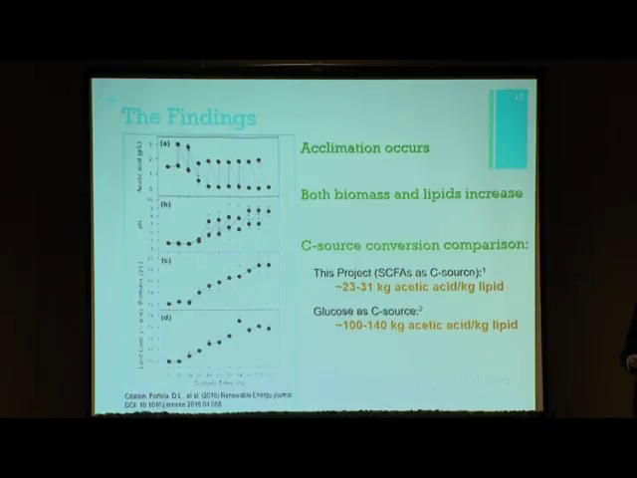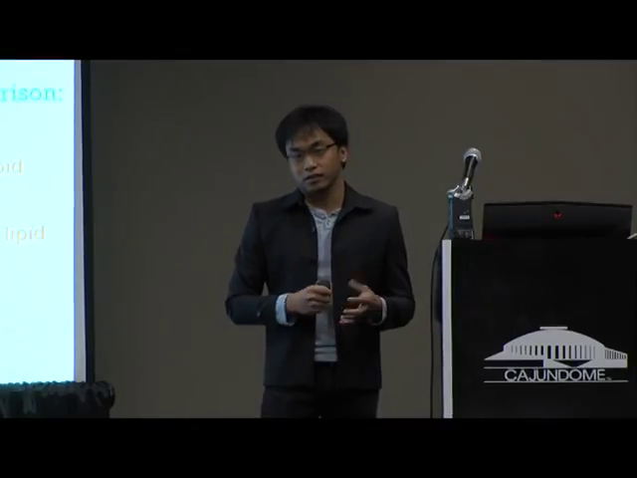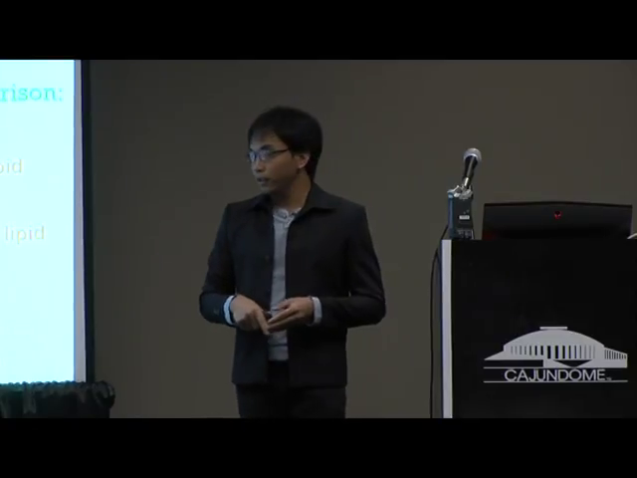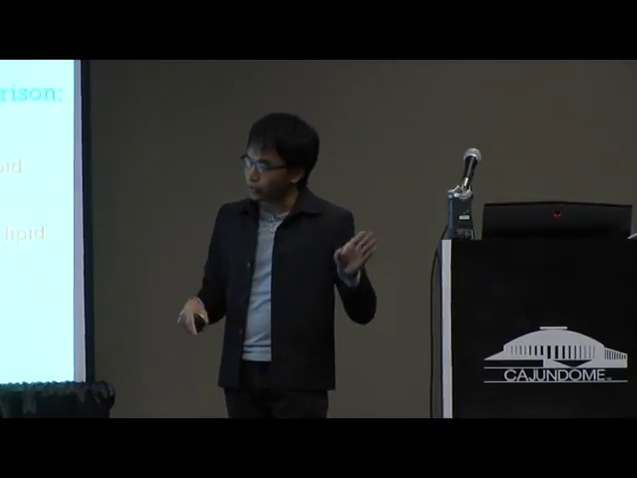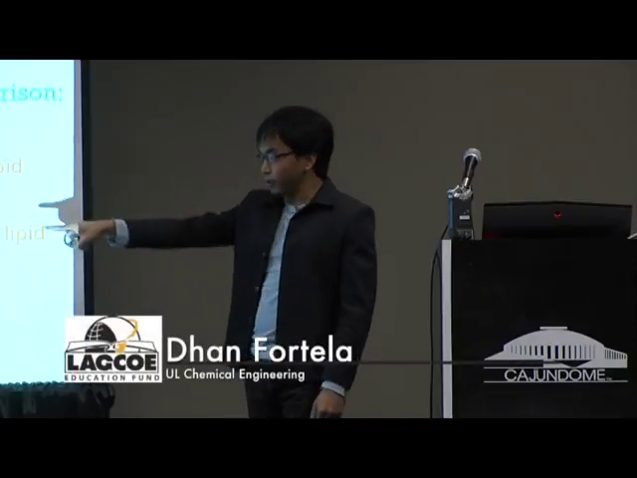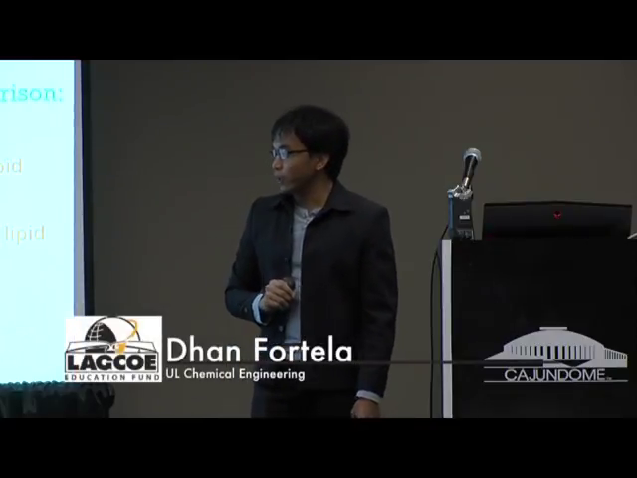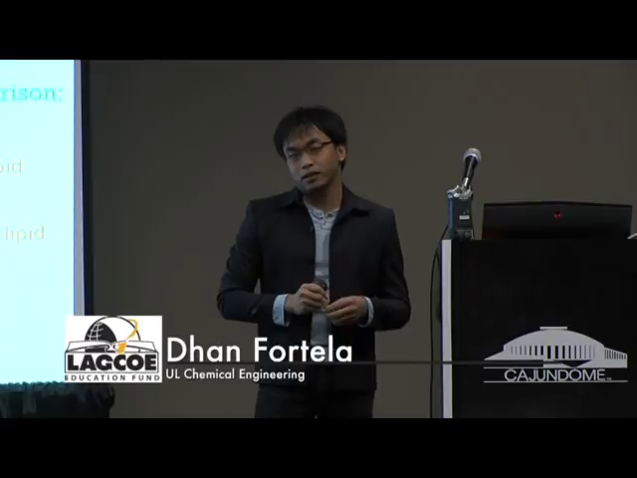Now, the third point here is the carbon source conversion as compared to the previous studies. I'm comparing here in this project the conversion, or the carbon source needed per kilogram lipid. For this project, we were able to make the activated sludge microorganisms use 23 to 31 kilograms of acetic acid as a carbon source per kilogram lipid. And if you compare that to the previous works on sugars, they were using 100 to 140 kilograms of carbon source per kilogram lipid.